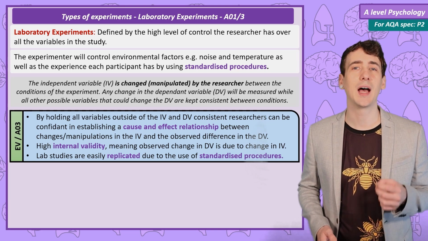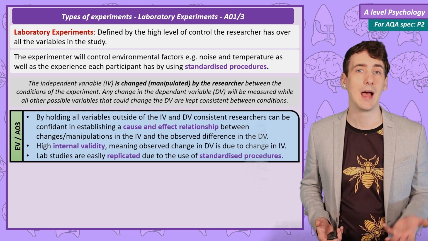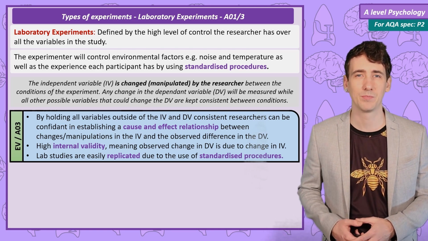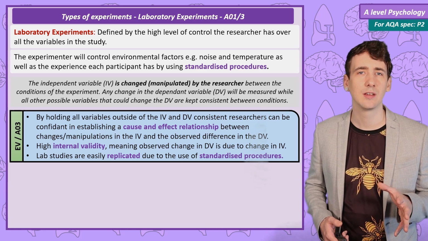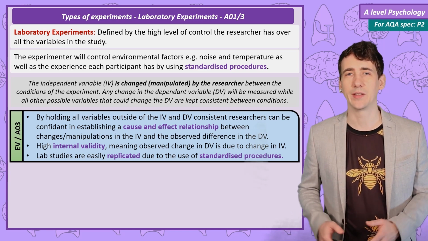Lab experiments are also highly replicable. You can give a list of instructions to another researcher, so a list of standardized procedures for the participants and variables to keep the same. Then if the researcher can conduct it in the same way and get similar results, your confidence in the validity of your findings increases. However, there are disadvantages.